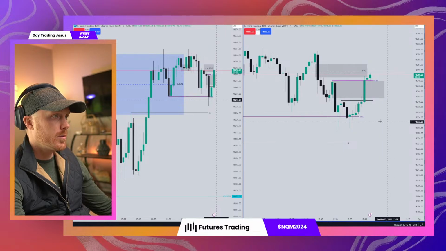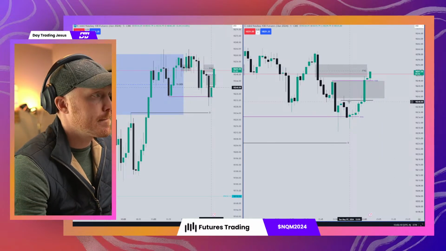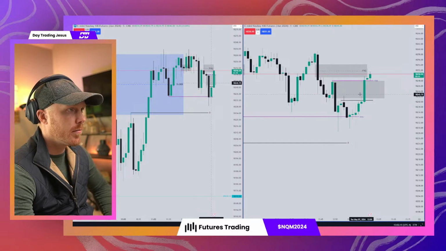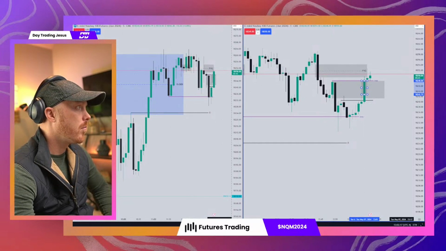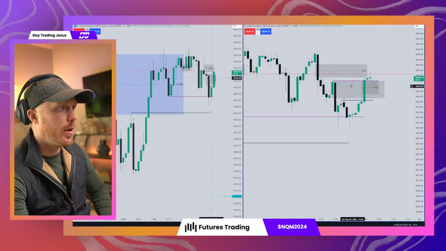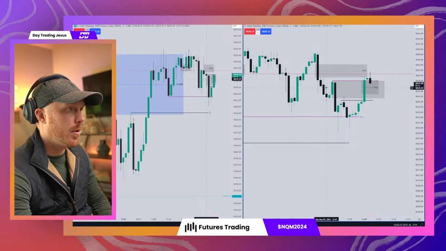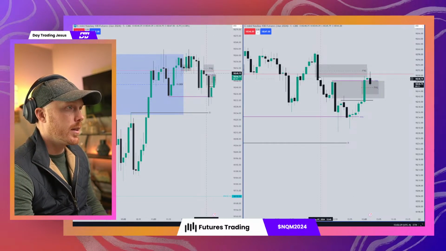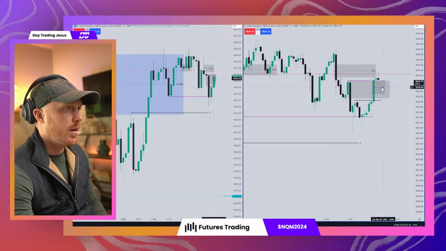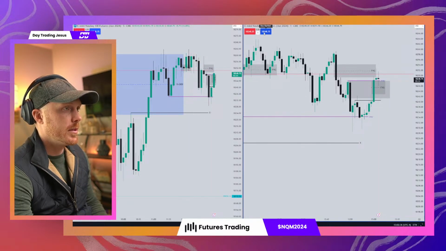I want to see how price reacts here. We also have this fair value gap right here within the breaker. We also have this fair value gap above. I do like that. Let's see how it reacts here. I don't want to miss this because it could just push higher really fast.